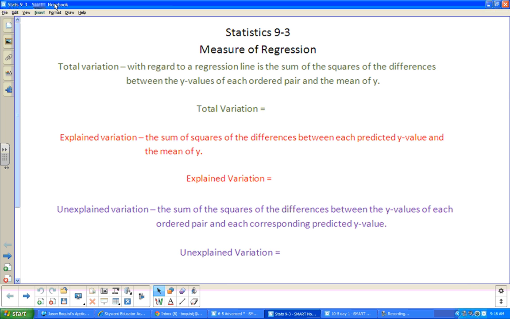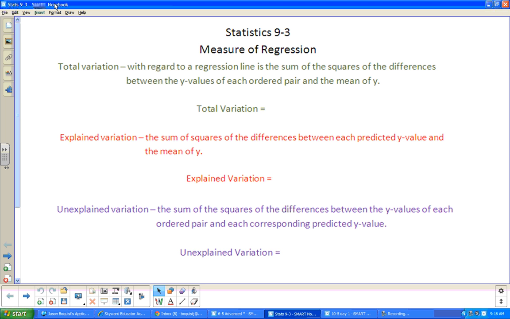I believe I've given you on your notes the definition here, right? Total variation. So it says with regard to a regression line, because they have to be very careful, right? Because we've talked about variation before. It is the sum of the squares. Wow, this just sounds complicated, right? Of the differences between the y values of each ordered pair and the mean of y.